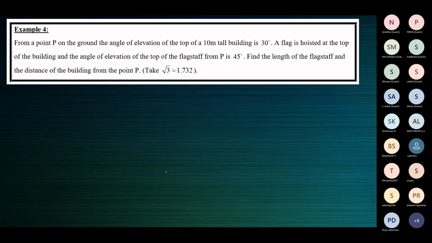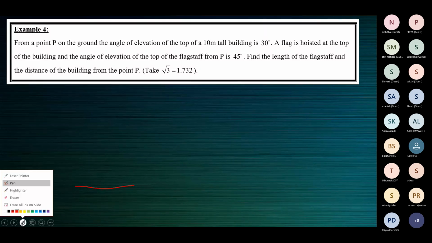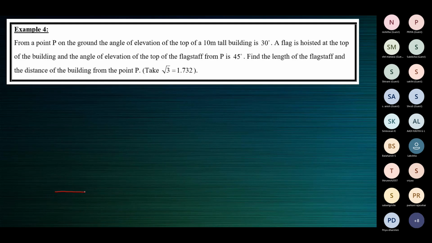From a point P on the ground, the angle of elevation, so the observer is looking up to see something. From a point P on the ground, the angle of elevation of the top of a 10-meter tall building is 30 degrees. So there's a 10-meter tall building.